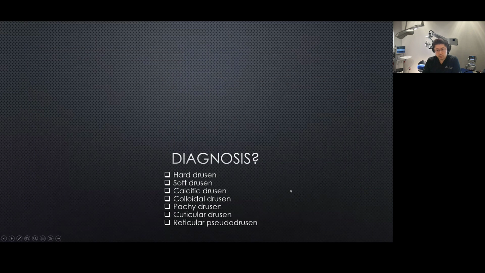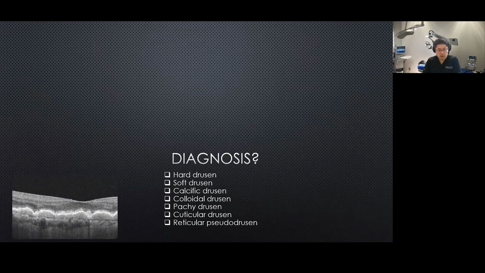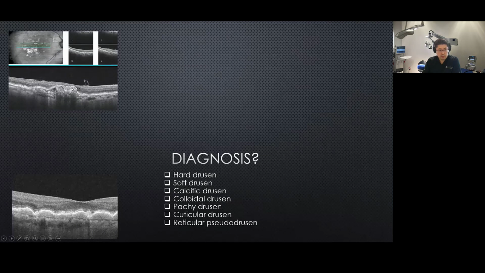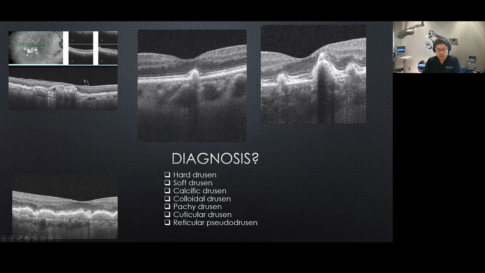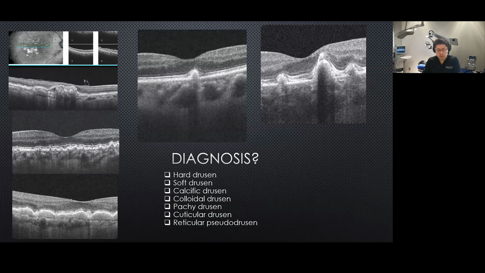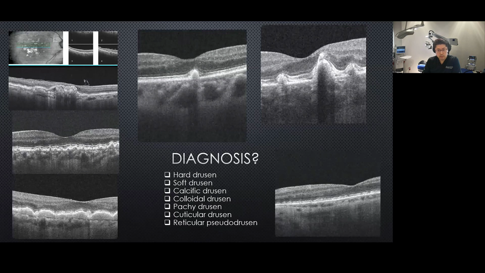So what's the diagnosis? We are no longer satisfied with the diagnosis of just drusen, because that's a general term. We need to differentiate. Is it soft or hard drusen, confluent drusen, large drusen? Is it calcific drusen that can lead to geographic atrophy? Is it colloidal drusen? Is it pachychoroid drusen? Is it cuticular drusen? Is it reticular pseudodrusen?